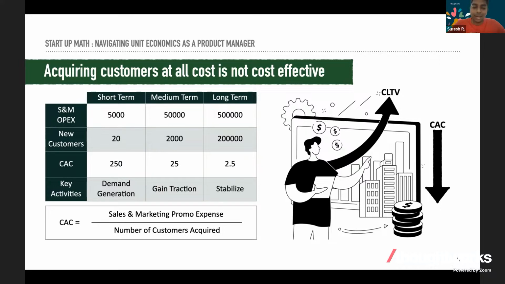So with that being said, I'll pause for any questions quickly here, because it's critical for you to understand the CAC before we can move on to CLTV.